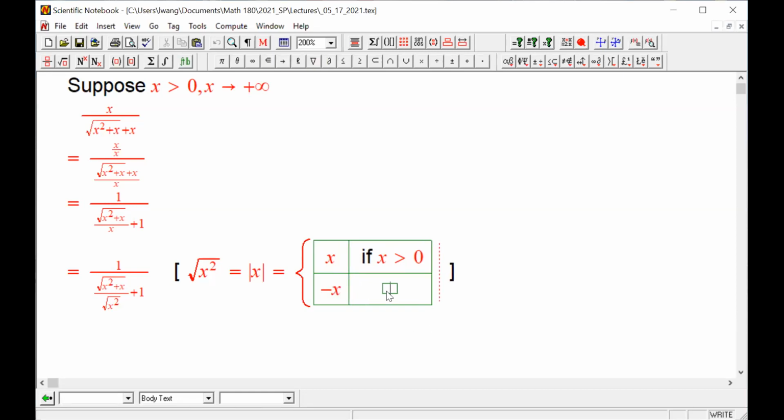Opposite if x is negative. Okay, we don't consider equal to 0 because in our case, x cannot be 0, okay? In our cases, x cannot be 0.